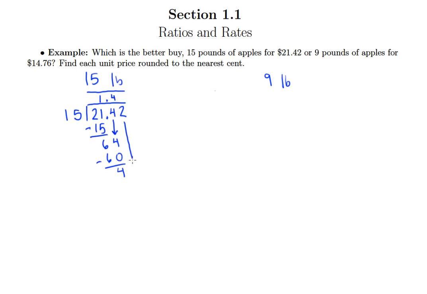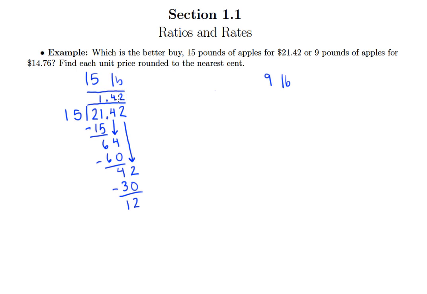And then we can drop down our 2. And then 15 goes into 42 only twice, because 3 times 15 would be 45. So I know I just have a 2 right here. Okay, so 2 times 15 is 30. We have a remainder of 12. Now at this point I can see that my unit price is going to be $1.40 something cents, right? We can see that this is the cents place.